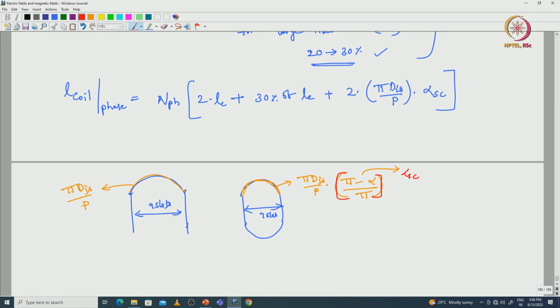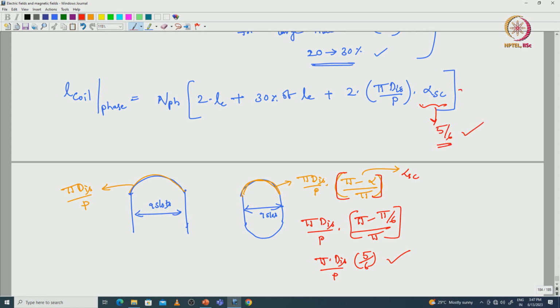Let us say 1 slot we are short pitching, or 30 degrees we are short pitching, then pi D_is by p into (pi minus 30 degrees, that is pi minus pi by 6) divided by pi, this is nothing but 5 by 6 into pi D_is by p. This we have to substitute here, alpha_sc is nothing but 5 by 6, for example when 1 slot is short pitched. So like that the length of a coil is coming down for short pitch winding. This equation is for short pitch winding.